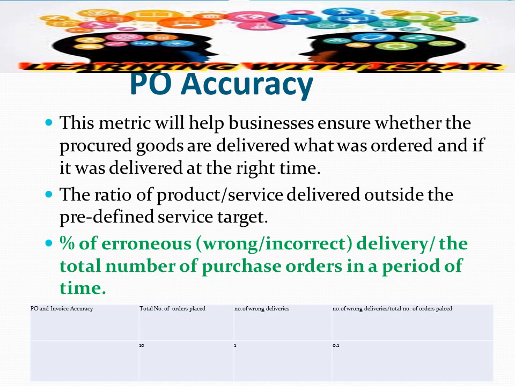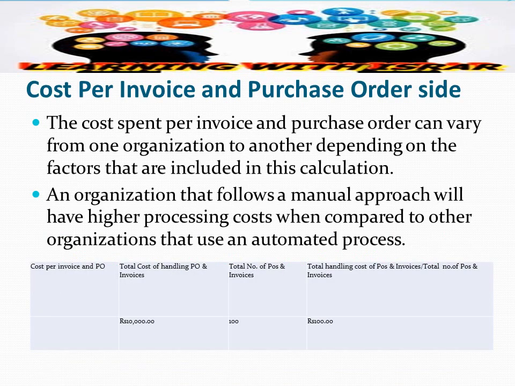So what we were required, if something is outside of our requirement, that is the percentage of errors, like wrong or incorrect delivery, divided by the total number of purchase orders in that particular period of time. So for example, if we place 10 orders and only one order is not delivered as predefined, it is like 10%, or a 1 in 10 ratio, for the PO accuracy. Okay, the next is cost per invoice or purchase order.